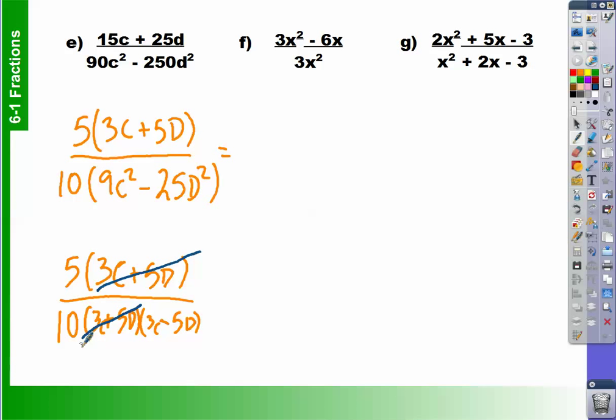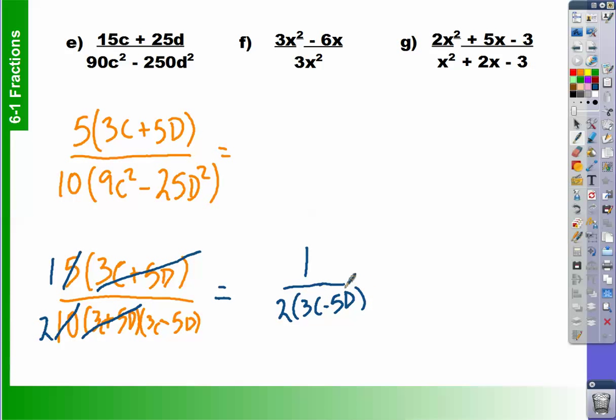5 and 10 share a factor. Well, they don't share a factor of 2, but 1 and 2, because 5 goes into 10 also. Yeah, it's a half. So 5 goes into 5 once, 5 goes into 10 twice. So what ends up in our numerator? 1. Because 5 has canceled down to 1, and 3c plus 5d has been canceled to 1, and 1 times 1 is 1. What's in our denominator? 2 times the quantity 3c minus 5d.